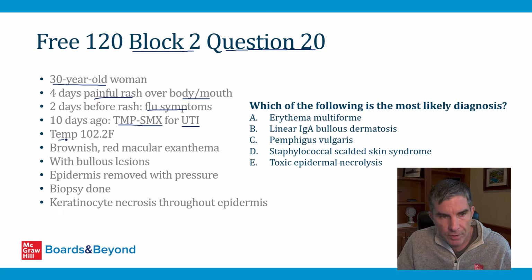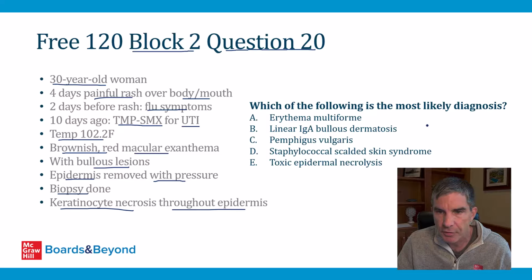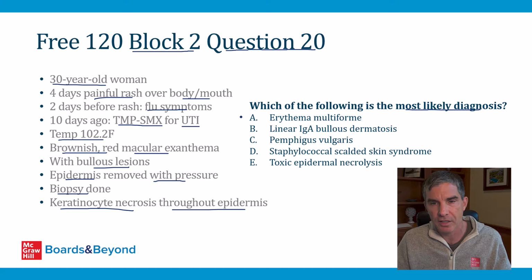She has a fever with a temperature of 102.2. Her skin shows brownish red macular exanthema with bullous lesions. Her epidermis can be easily removed with gentle pressure by the examiner, and then they tell you a biopsy was done and it shows keratinocyte necrosis throughout the epidermis. And so based on this information, what they want to know is which of the following is the most likely diagnosis. And they give us 5 answer choices, all of which are skin conditions.